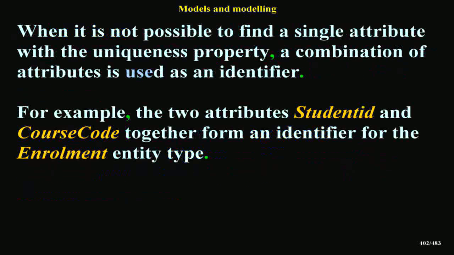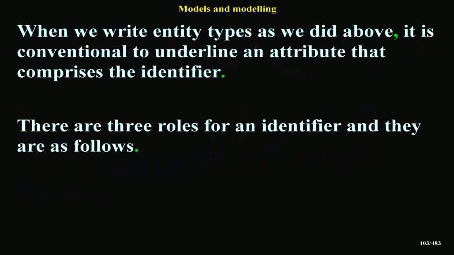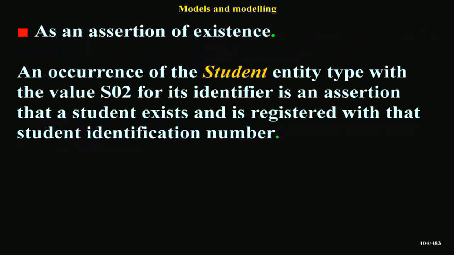When it is not possible to find a single attribute with the uniqueness property, a combination of attributes is used as an identifier. For example, the 2 attributes studentid and course code together form an identifier for the enrollment entity type. When we write entity types as we did above, it is conventional to underline an attribute that comprises the identifier. There are 3 roles for an identifier, and they are as follows.